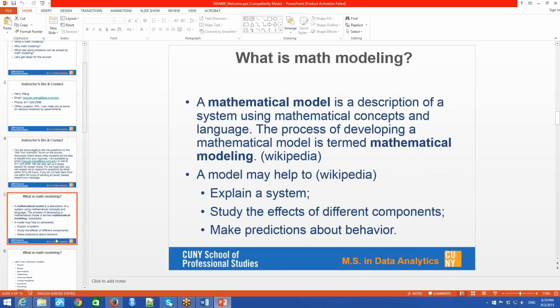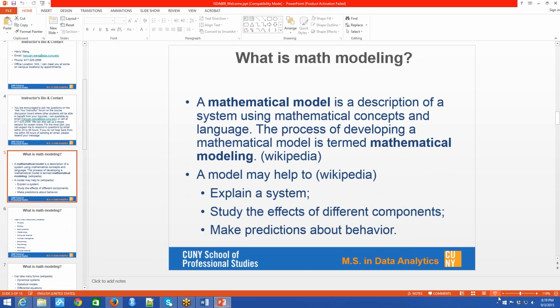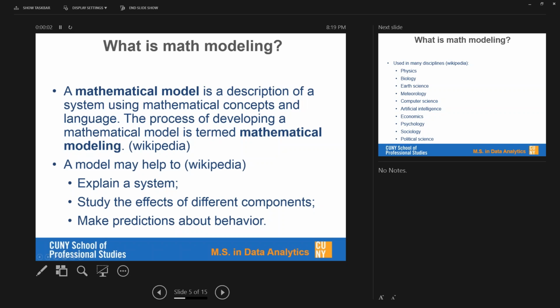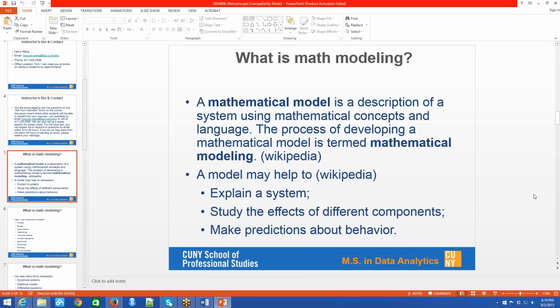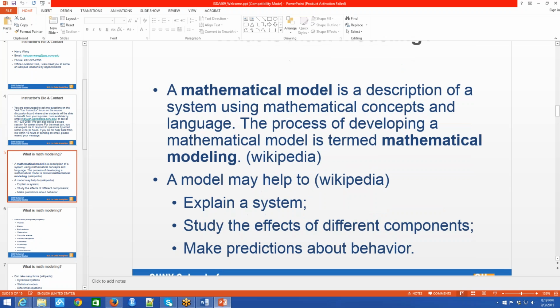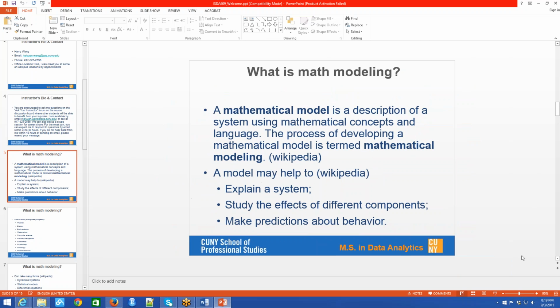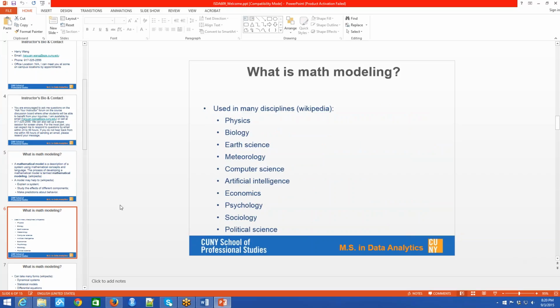And then, what is math modeling? A math model is a description of a system using mathematical concepts and language. The process of developing a mathematical model is termed mathematical modeling. So a model may help you to explain a system, study the effects of different components, and make predictions about behavior.